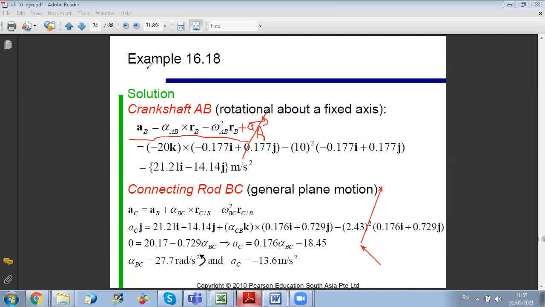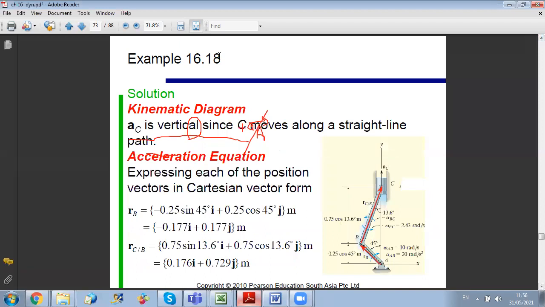So you can get AB either by the method we did, or by doing alpha AB vectorial AB minus omega square AB times AB vector. So just you replace alpha AB. Since alpha AB is clockwise, so it's minus 20k. Position vector RB is vector AB that we got in the previous slide. So by just decomposing, as you can see here, vector AB has a negative projection along I. It's minus AB cosine 45, okay? And along J, it's plus 0.25 sine 45. So this is vector AB. You just replace it into the equation.